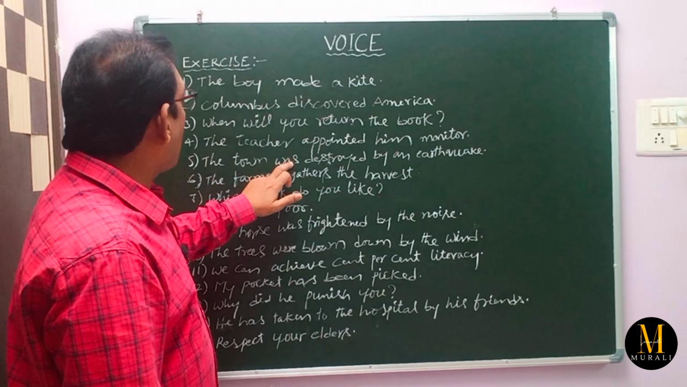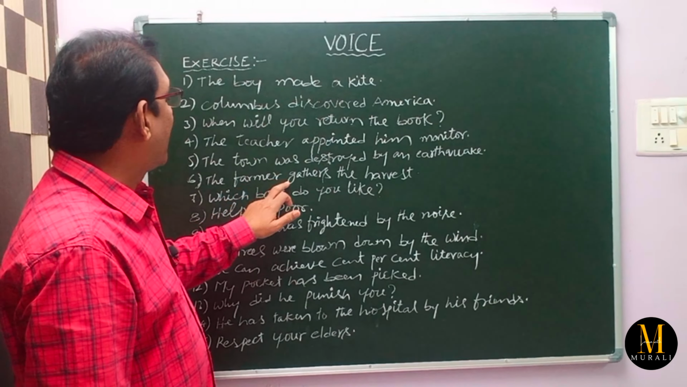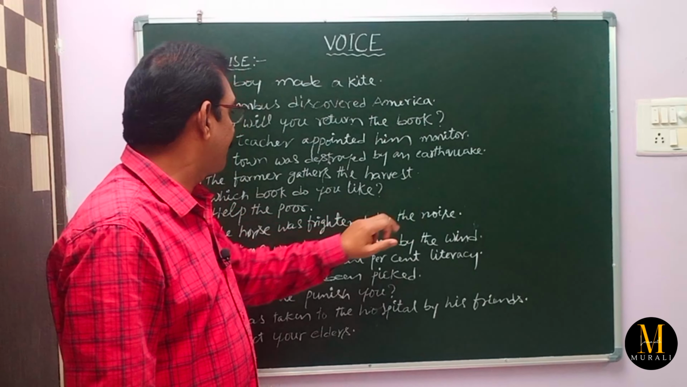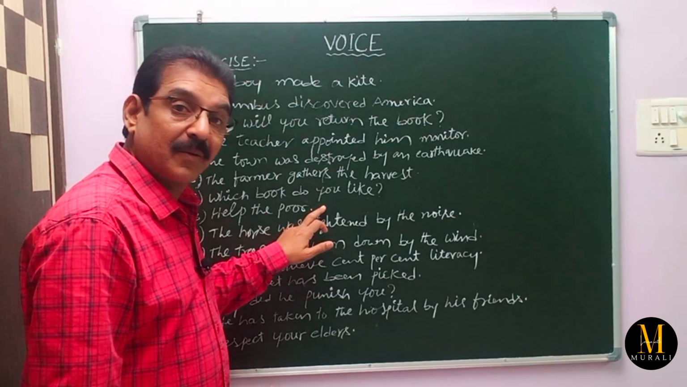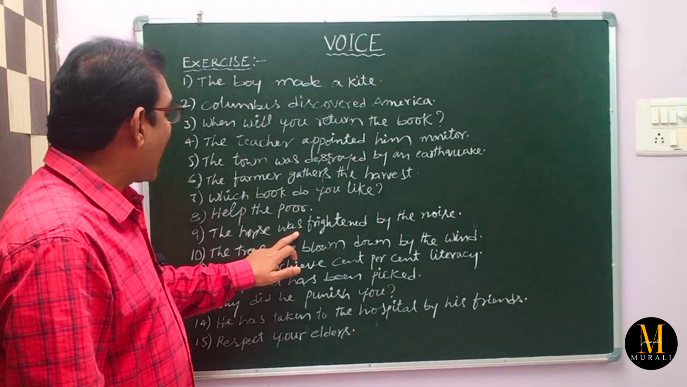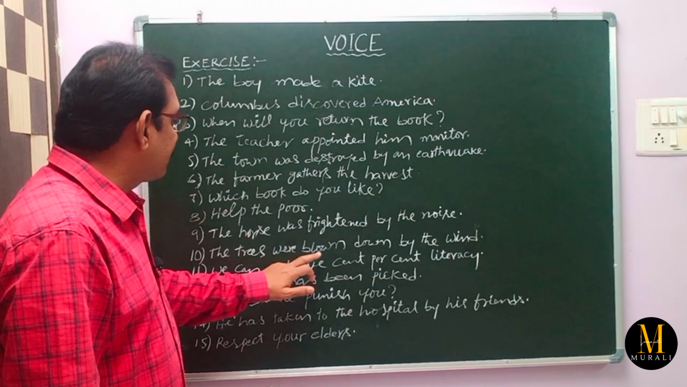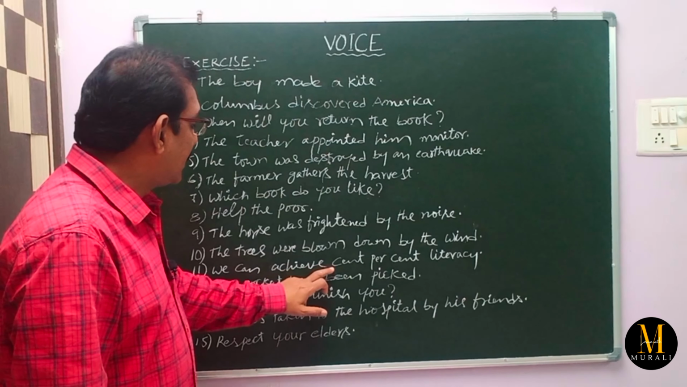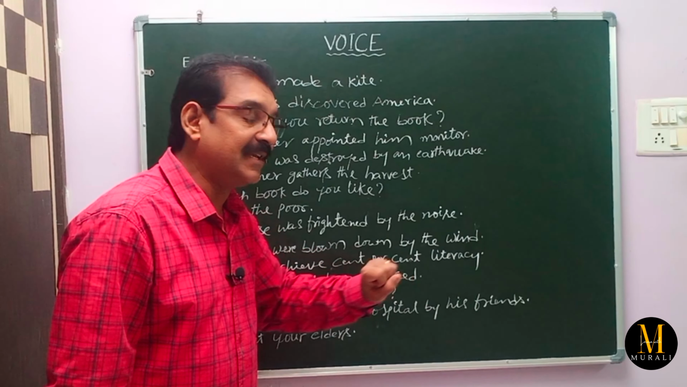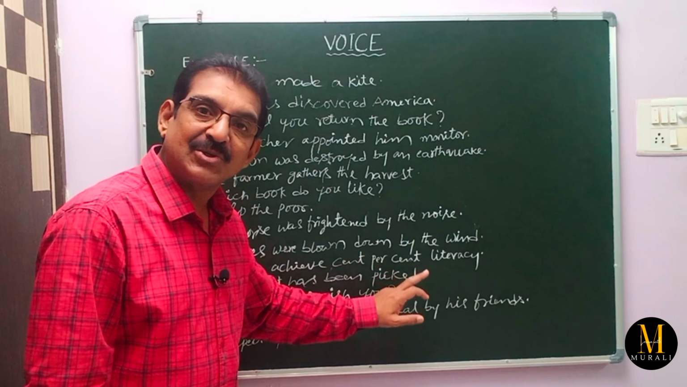Next, the town was destroyed by an earthquake. The farmer gathers the harvest. Which book do you like? Help the poor. The horse was frightened by the noise. The trees were blown down by the wind. Next, we can achieve cent percent literacy. My pocket has been picked or stolen.